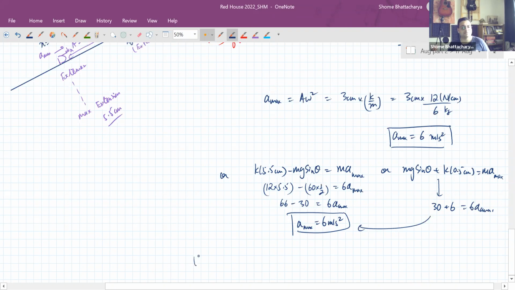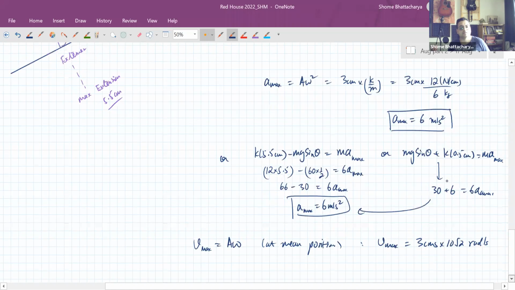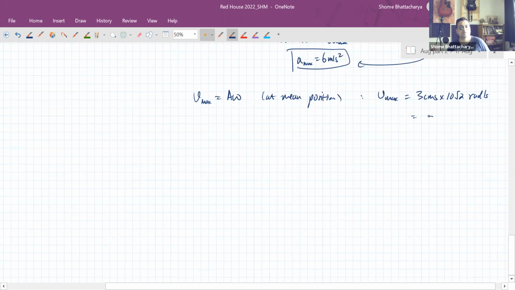Okay. And the maximum speed, generally you would work out using the work energy theorem, but here you can just use the SHM equation at the mean position. The maximum speed of the block will be 3 centimeters multiplied with 10 root 2 radians per second. So that is 30 root 2 centimeters per second or 0.3 root 2 meters per second.